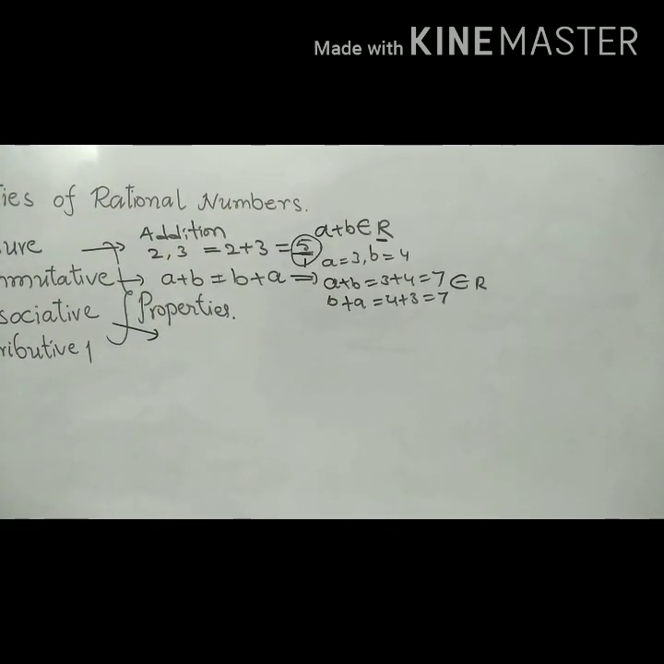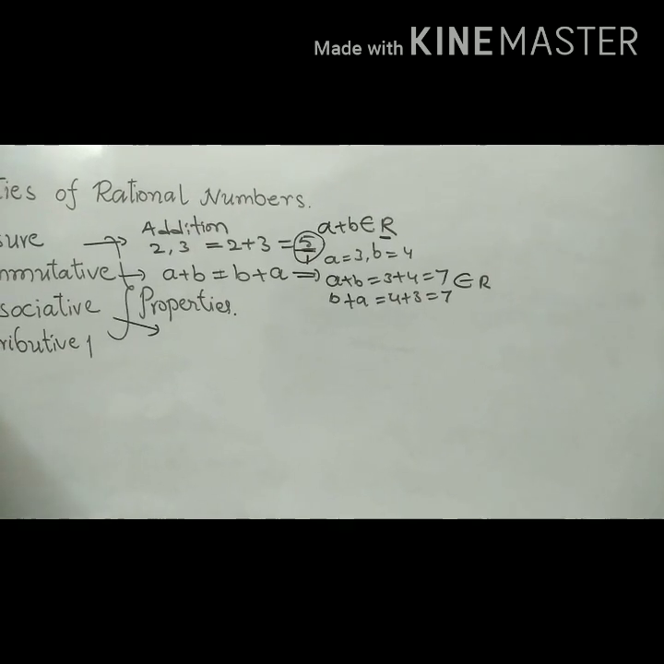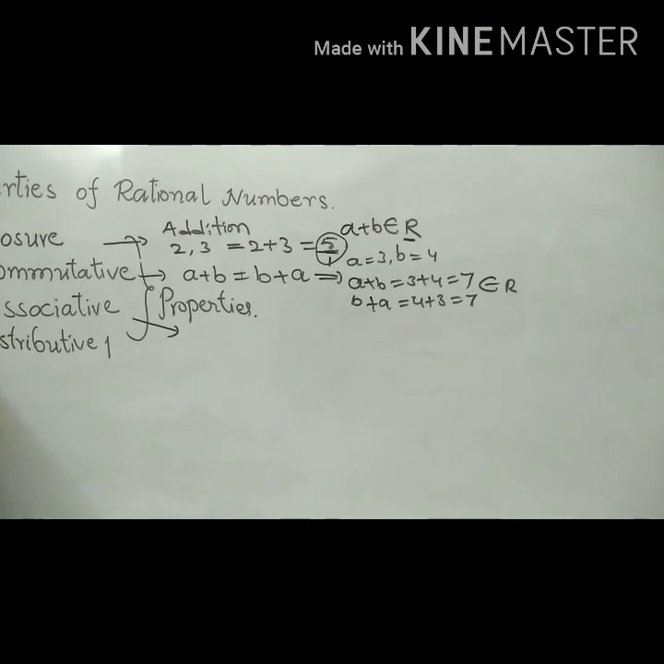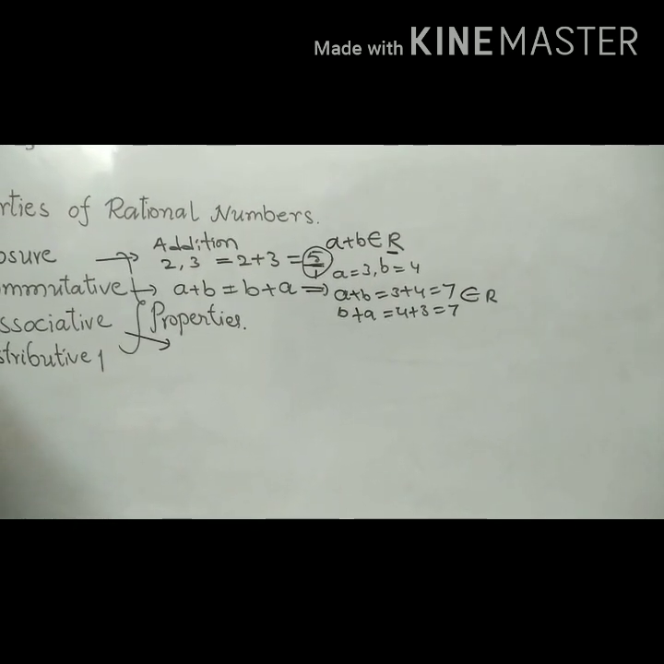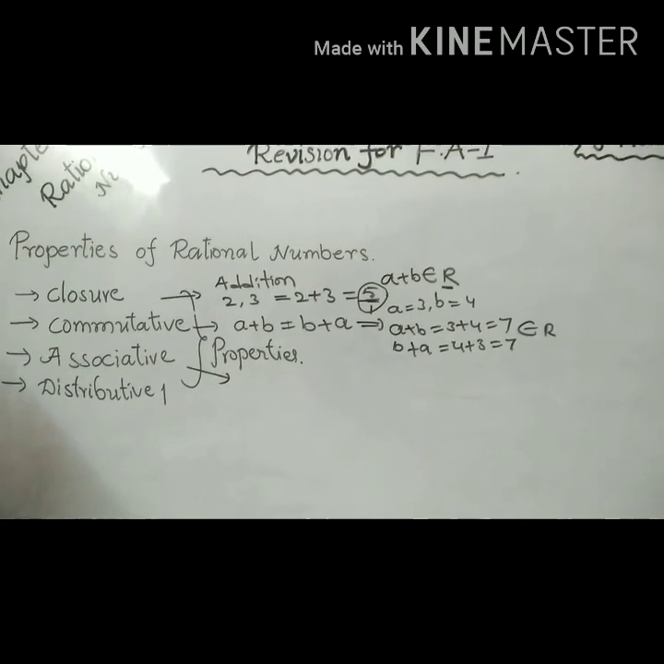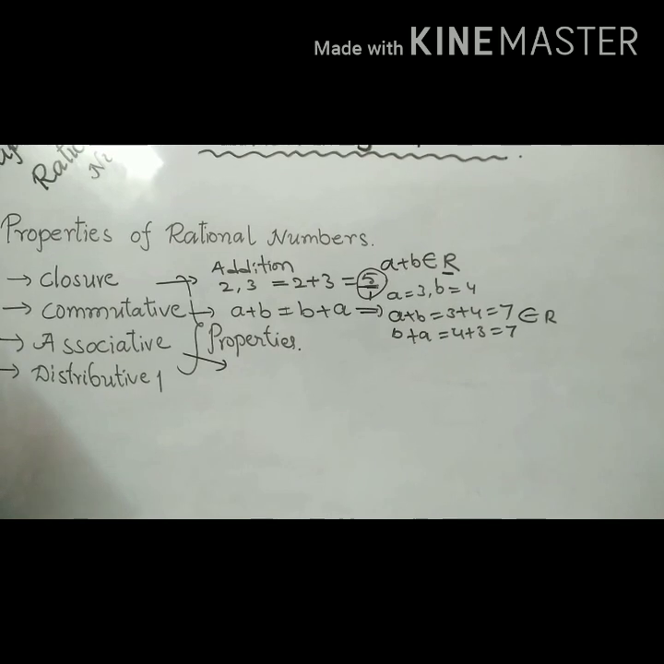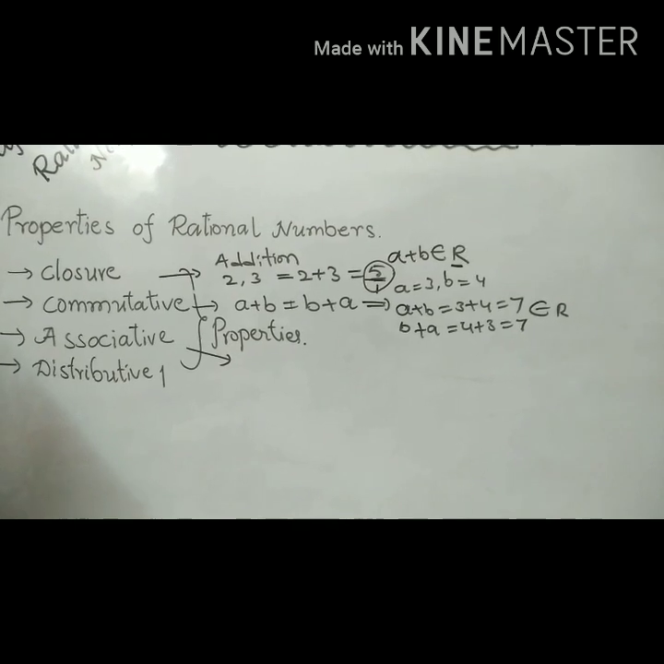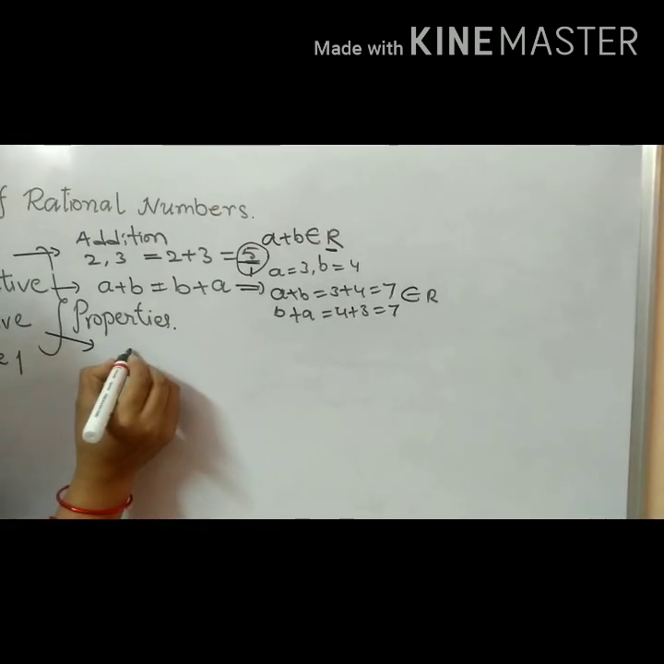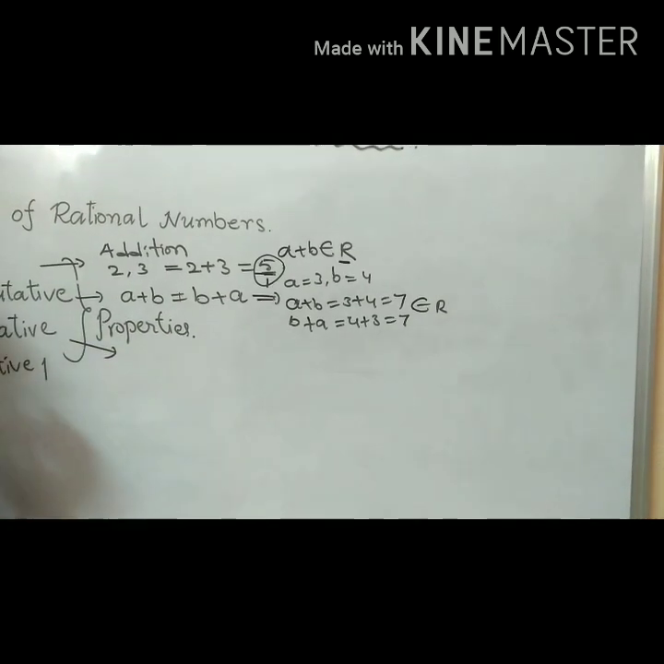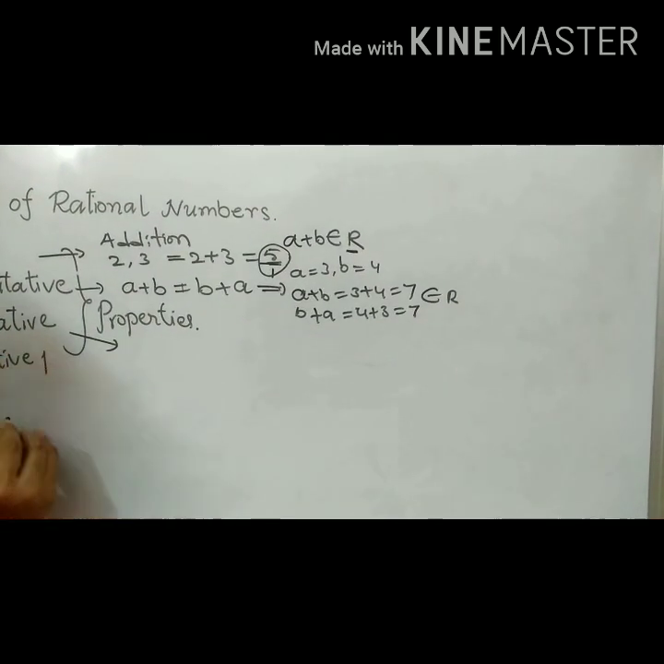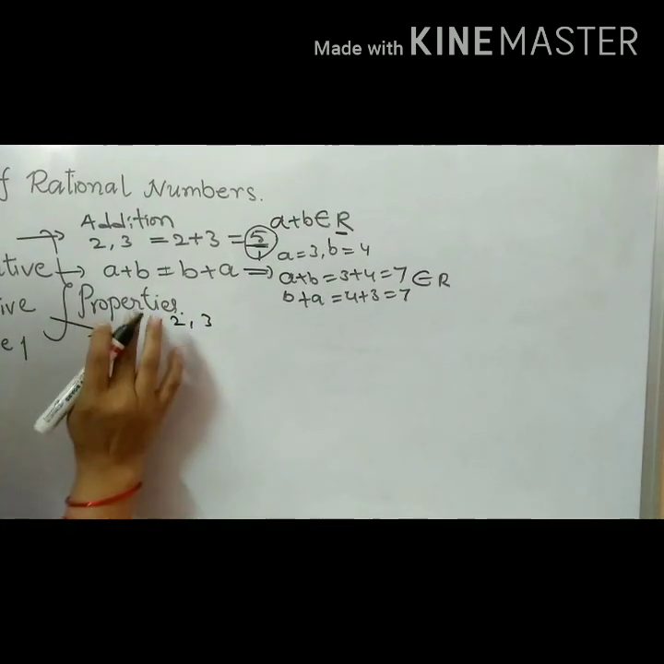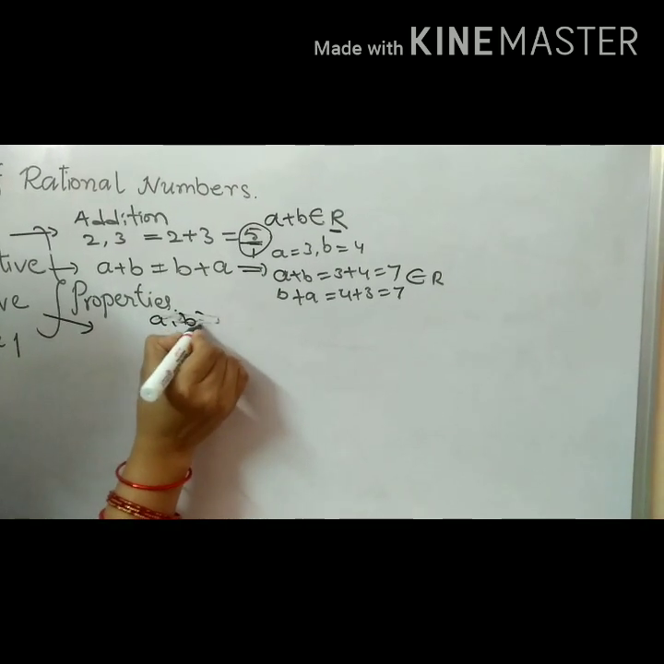So in this case, the associative property states that in addition, if you have to add three numbers, you can add the first two numbers and then the third, or you can add the second and third numbers first and then the first number. For example, you have to take any three numbers, so for example 1, 2, 3. So first you take A, B, C.